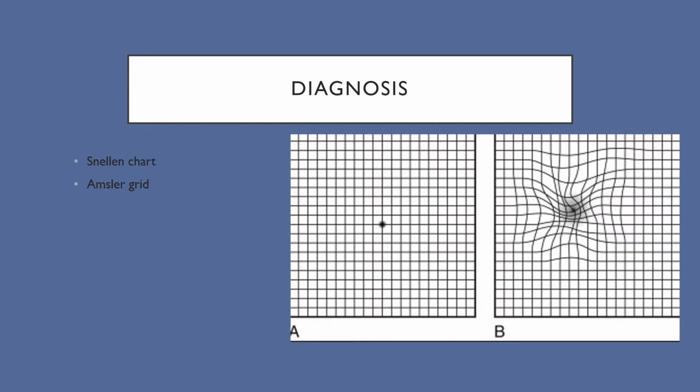Hopefully, when you're viewing image A, you'll be able to see very straight horizontal and vertical lines. A person with AMD will see something like image B.